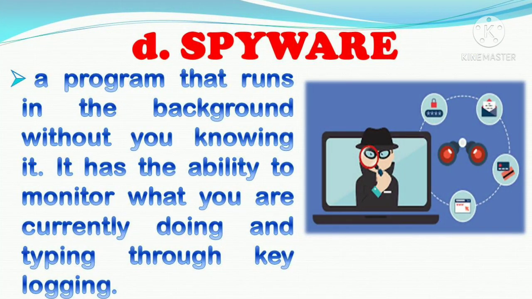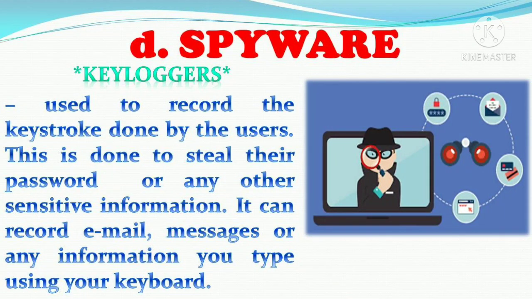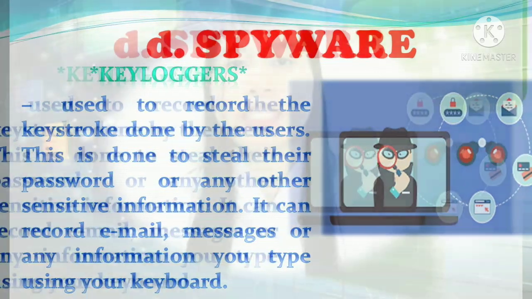Next, we have spyware. Spyware is a program that runs in the background without you knowing it. It has the ability to monitor what you are currently doing and typing through keylogging or keyloggers. Keyloggers are used to record the keystrokes done by the user. This is done to steal their password or any other sensitive information. It can record email, messages, or any information you type using your keyboard.